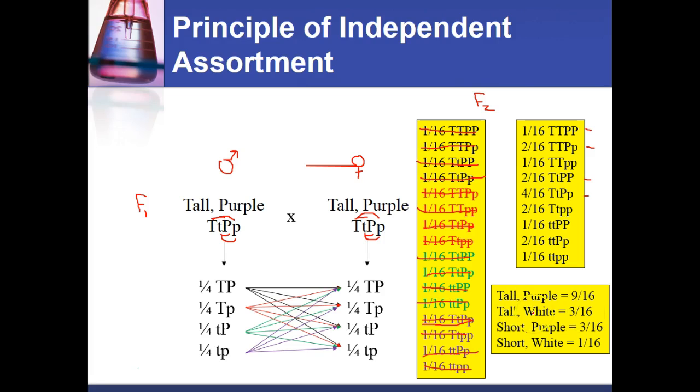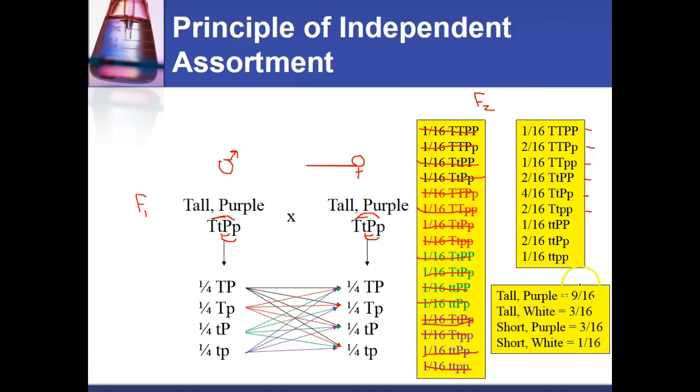3/16 are going to be tall white. Tall is when they have at least 1 dominant T, so this one's going to be tall and white. This one's going to be tall and white. And so 2/16 plus 1/16 is going to give us 3/16 tall and white.